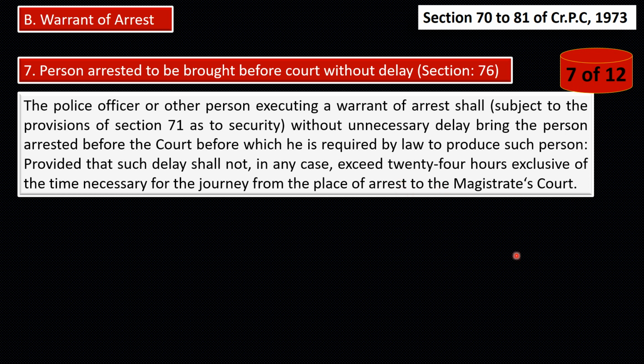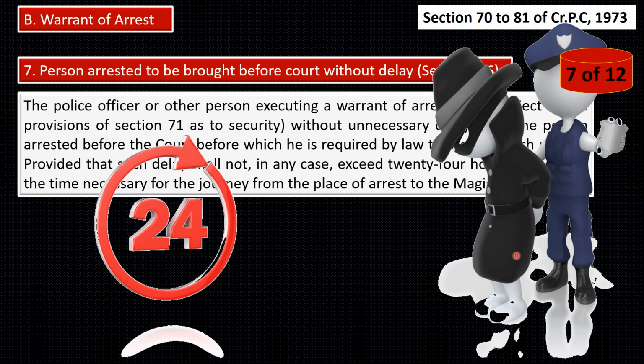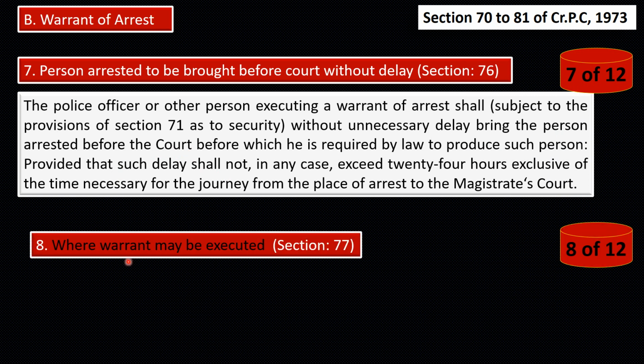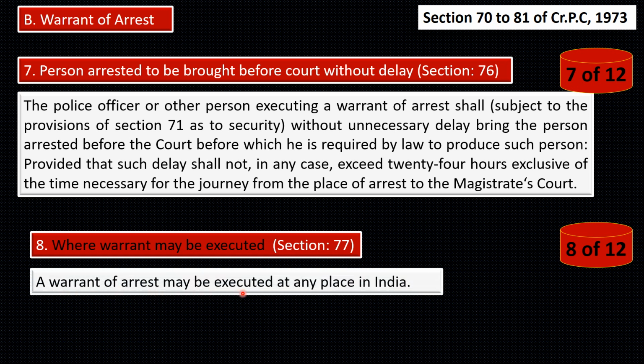So, under section 76, do not forget two things. One, the person, if he is arrested, should be brought before 24 hours have passed. So, within 24 hours, he has to be brought before a magistrate on duty, and if it is after duty hours, and to the court if it is court hours, but within 24 hours. Next is where the warrant may be executed. Section 77 says that a warrant of arrest may be executed at any place in India.